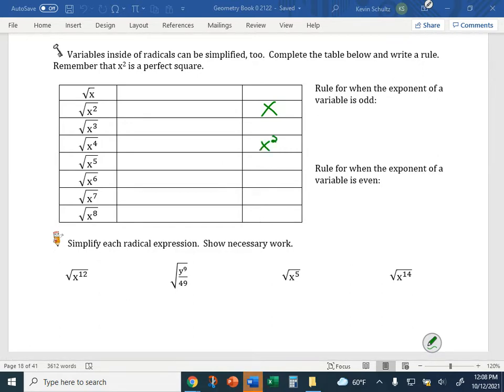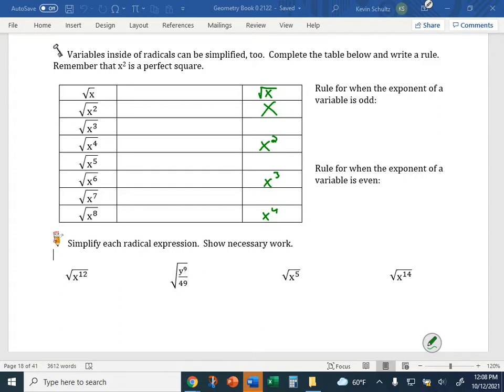What times itself is x to the sixth? X cubed. What times itself is x to the eighth? X to the fourth. So any even power is a perfect square. And the rule to simplify that is just divide by 2. Okay. When you have an odd power, the root of any variable can't be simplified because we don't know what that variable is. Root of x.